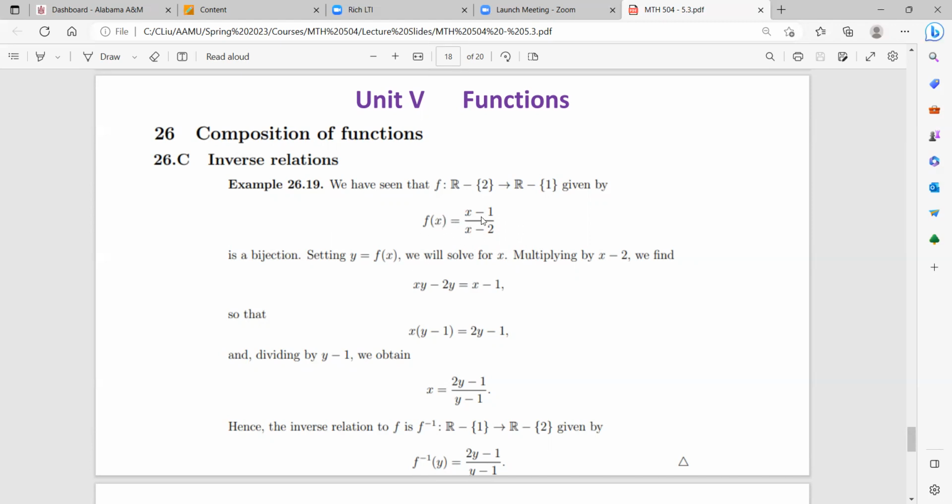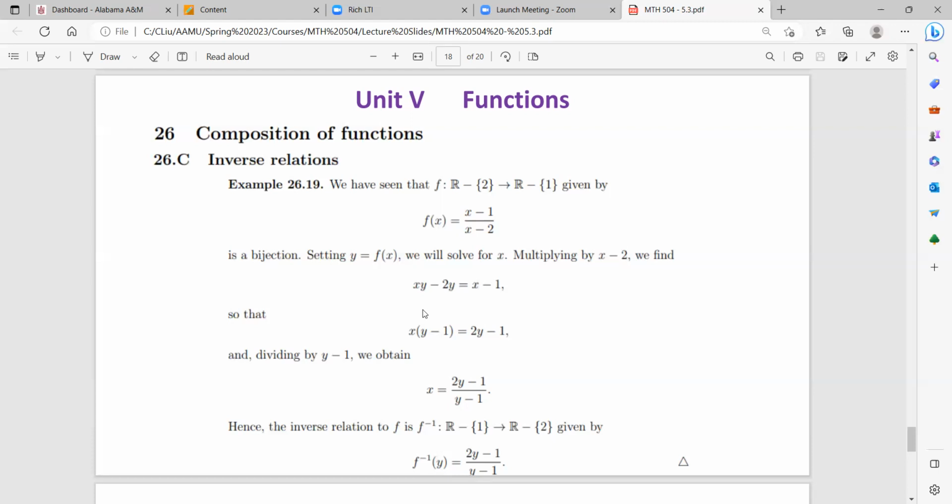And you can easily find the inverse function for this function by switching x and y, or just solve for x in terms of y. So you write y equals (x minus 1) over (x minus 2), and multiply x minus 2 on both sides, and then on the left you just multiply y with x minus 2. If you distribute, you get x times y minus 2y, and then you move all the terms of x on one side and the other terms on the other side, and group them.